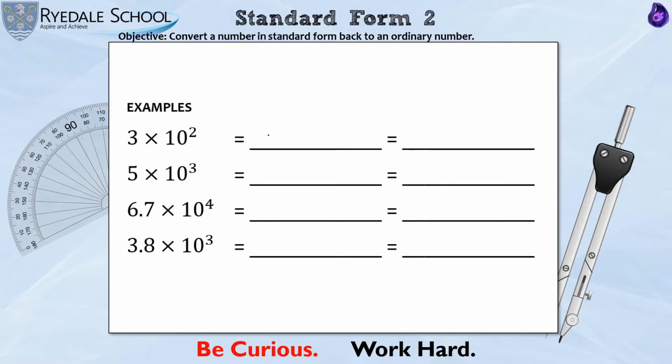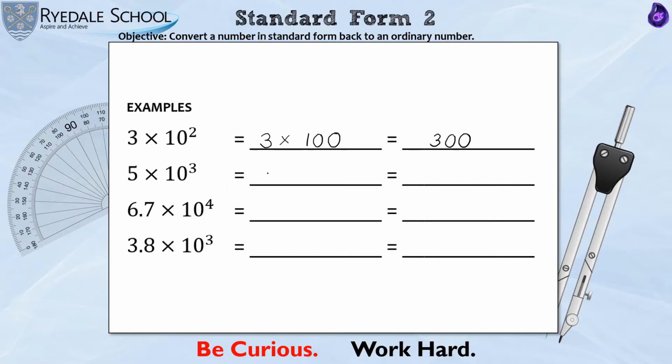Now, the way that this works, well, we know what 3 is. 3 is just 3. And I would hope that you would know that 10 squared, 10 to the power 2, is 10 times 10. And 10 times 10 is 100. And we know what 3 times 100 is. So, that number, 3 times 10 to the power of 2, which is written in standard form, is the ordinary number 300.